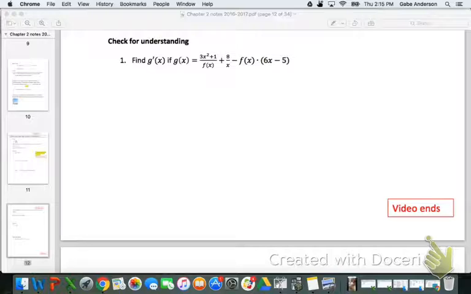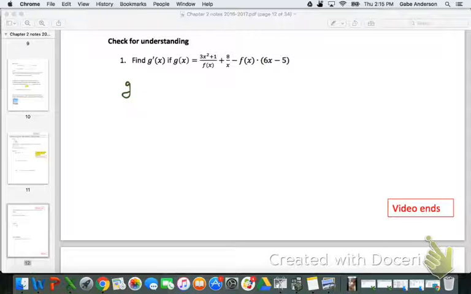All right, finally we have a little check for understanding here with the product rule and the quotient rule. So I encourage you to try this by yourselves and just watch the video and make sure you did it correctly. So here we go. It says find g prime of x if g of x equals that whole thing right there. There's some f of x's scattered in there, so we'll talk about what that means when we get to those. We really don't know anything about f of x, we'll just have to treat it symbolically. All right, so here we go.